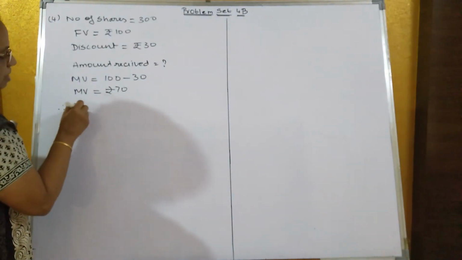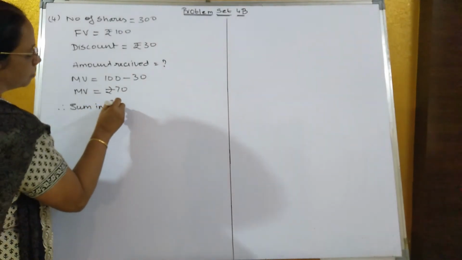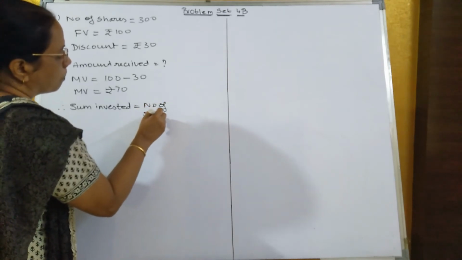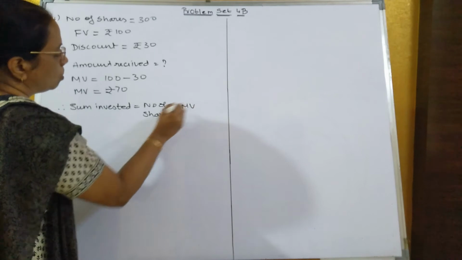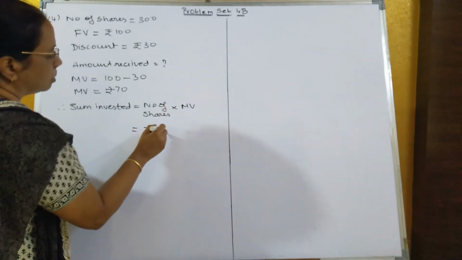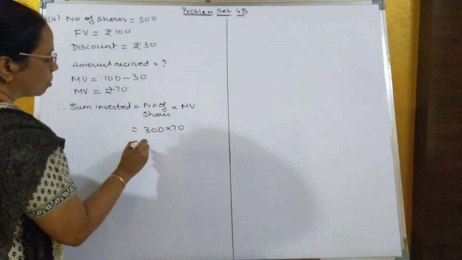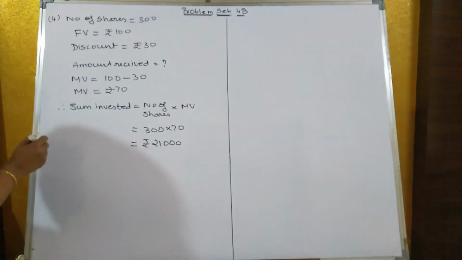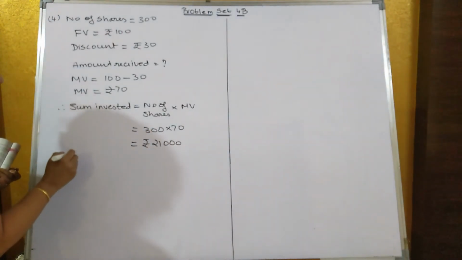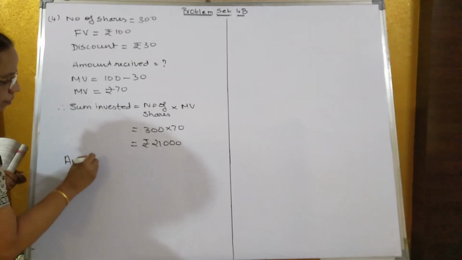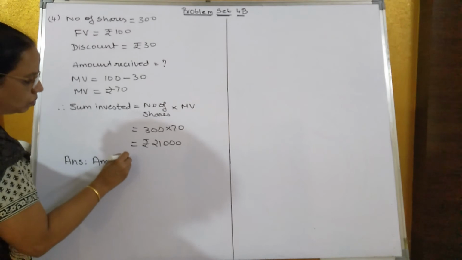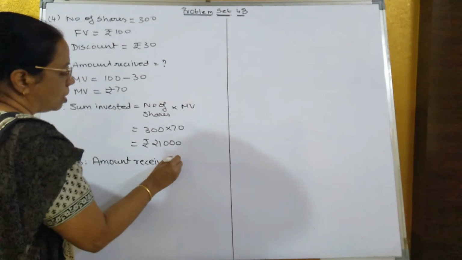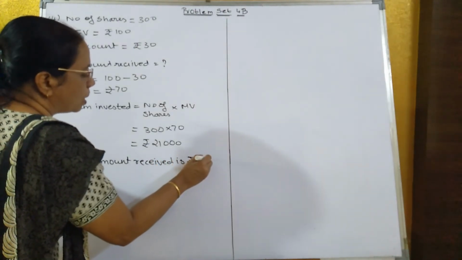Therefore, sum invested is equal to number of shares into market value. That's equal to 300 into 70. So that's equal to rupees 21,000. So the amount received is rupees 21,000.